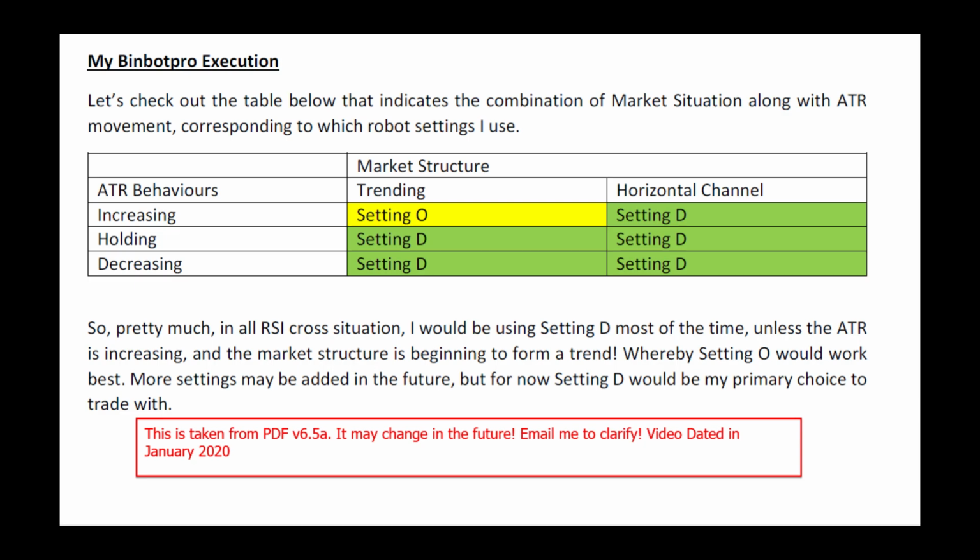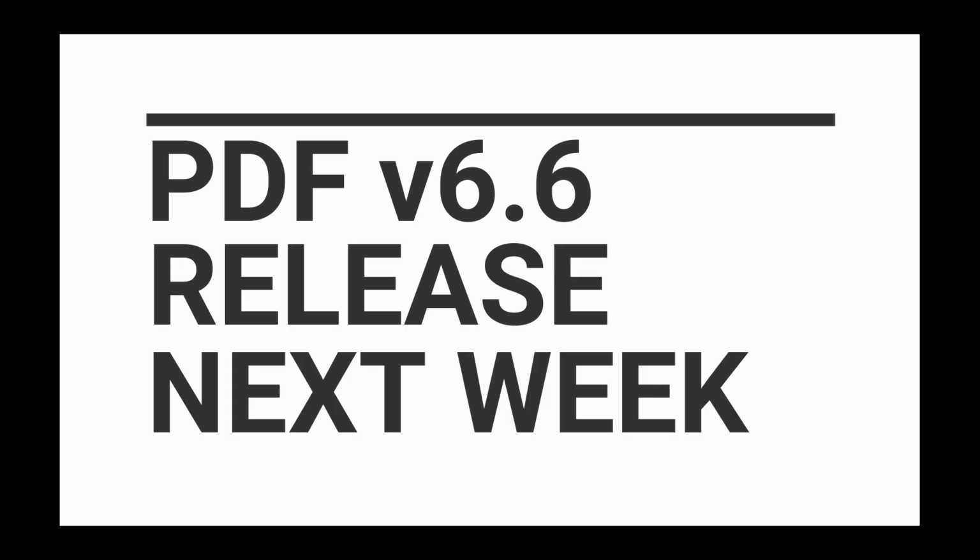The other combinations of ATR and market structure shall use the settings stipulated within the PDF guide you can see on your screen. Of course, it is subject to change in the future as the market changes or if Binbot Pro undergoes another major update. As of right now, January 2020, we use PDF guide v6.5 and v6.6 will be released next week.